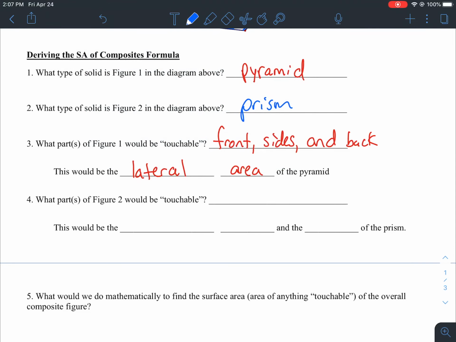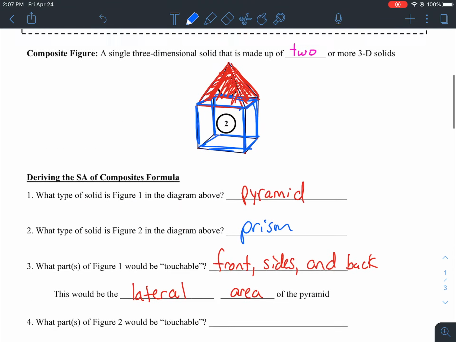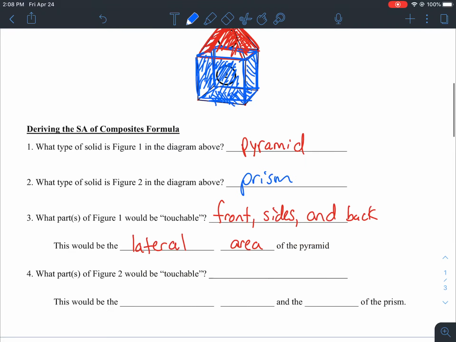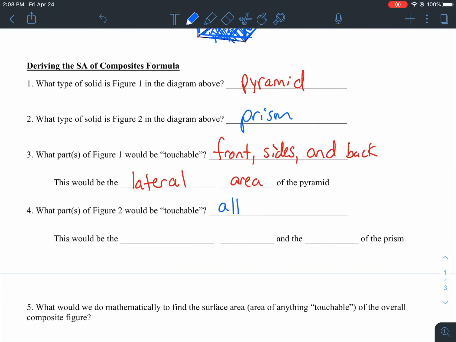Now, when it comes to the prism in figure 2, what would be touchable? Well, we could touch this side, we could touch this side, we could touch the back, we could touch the front. We could not touch the top. The top is covered up by the pyramid, but we could touch the bottom. The bottom is exposed. So we could touch all sides and the bottom.